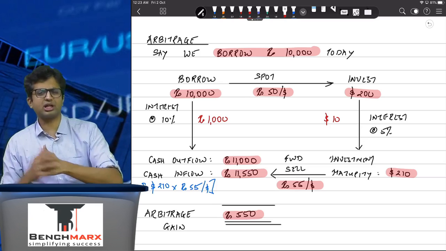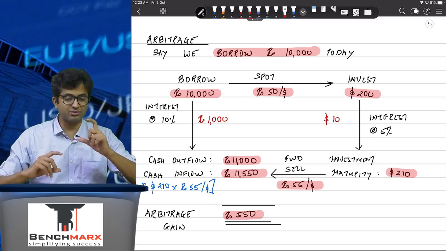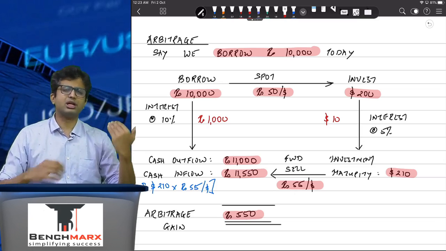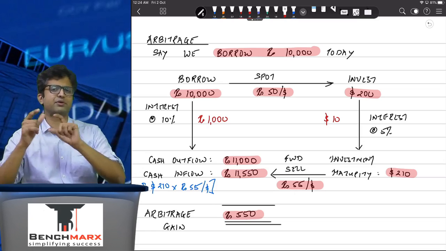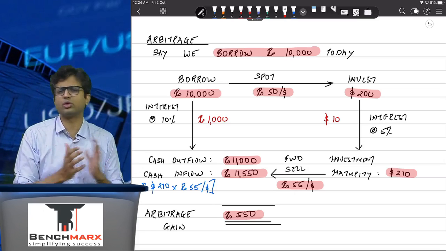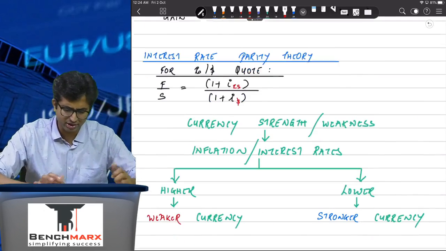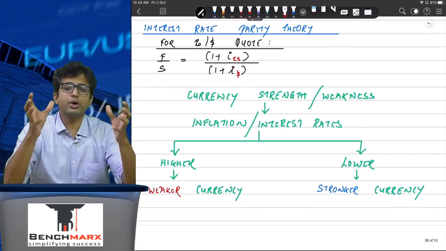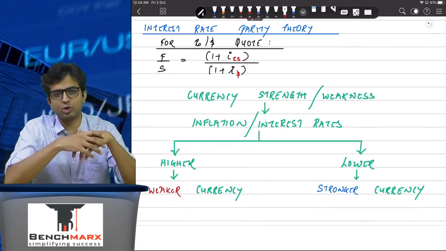There is also another effect called the international Fisher effect, where they try to study the premium. They say that the differential between the spot and the forward will also equal the differential between the interest rates. It is based on these theories only, the purchasing power and the interest rate parity theory. Okay, over here we have to have an important rule in our mind on the weakening or strengthening of currency.